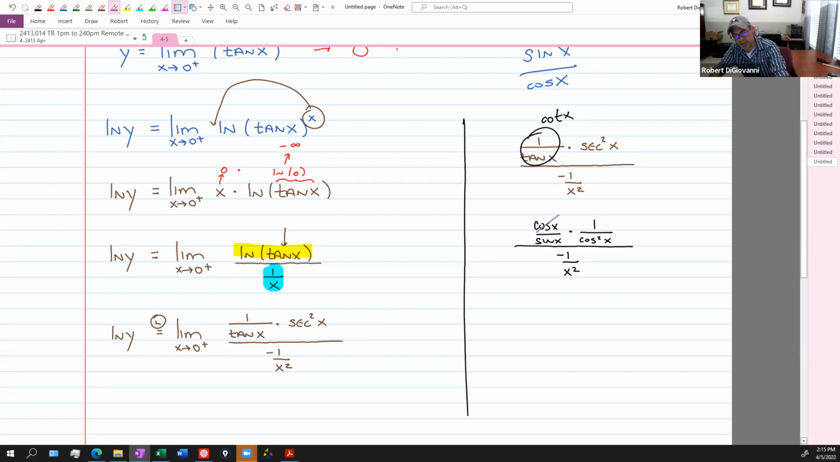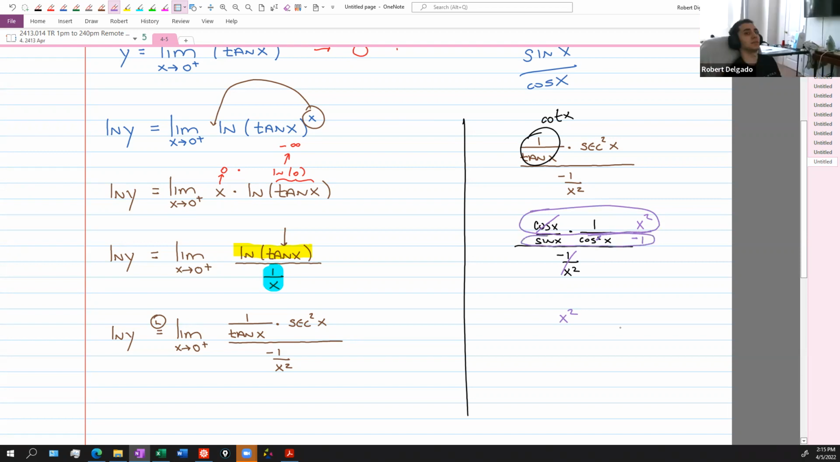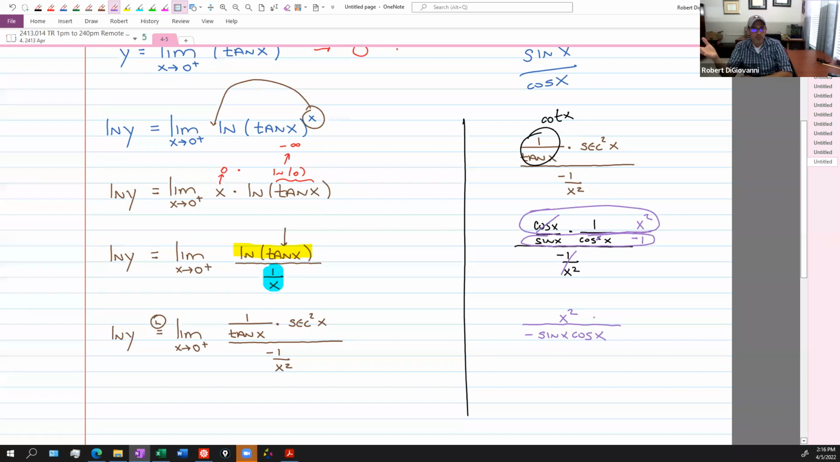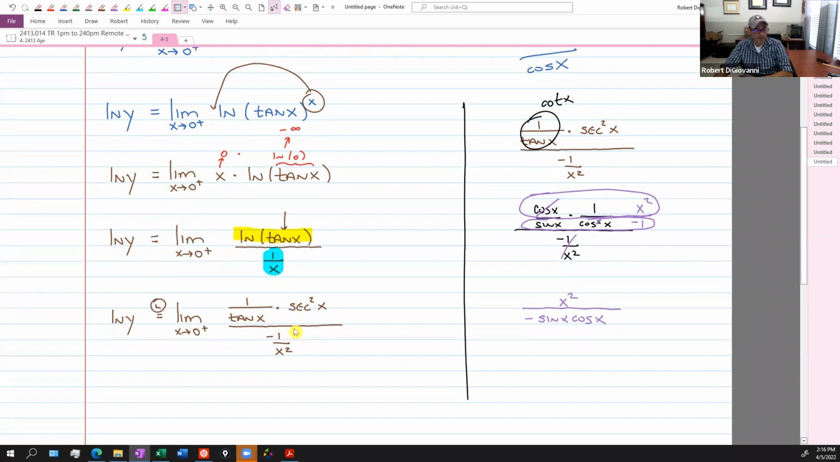One of these cosines cancels. And I'm going to bring the x squared over negative 1 up and flip it. So what does the new numerator look like? What's the only thing I really have left on top? x squared. And then it's over negative sine x cosine x. That's not so bad, right? I mean, that's not terrible. It sure looks better than this, doesn't it? Okay.